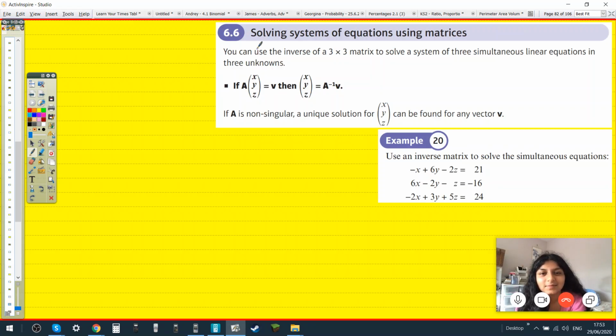Now you see why we were doing this inverse malarkey. You can use the inverse of a 3x3 matrix to solve simultaneous equations when there's 3 things. So if you have A times xyz is equal to V, then xyz is equal to A inverse times V, and V is a vector. Okay, using the inverse matrix to solve these simultaneous equations. Any idea how you do this?